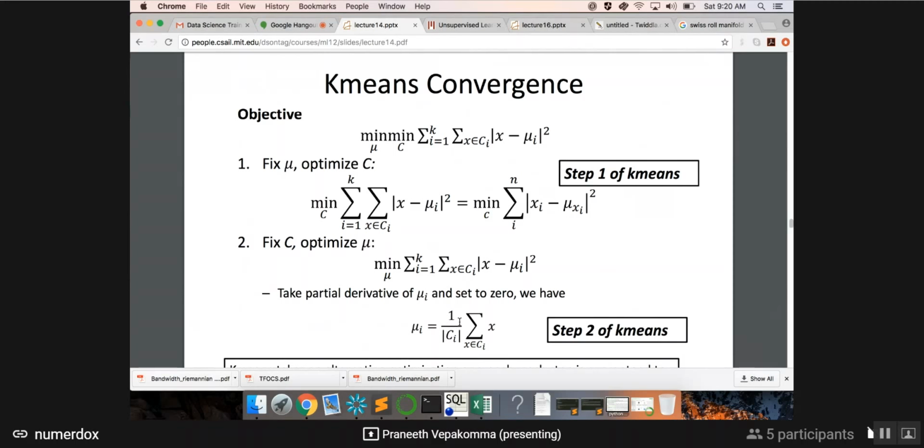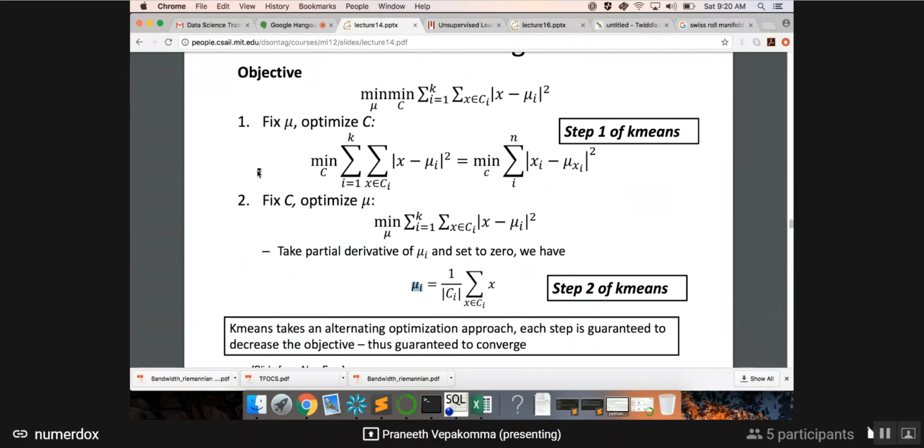Here you're updating because you're finding the centroid within any given cluster. So within cluster 1, cluster 2, and so on, you're finding the average, and you're updating your cluster center to that newer average. That is step 2. Then you repeat steps 1 and 2.